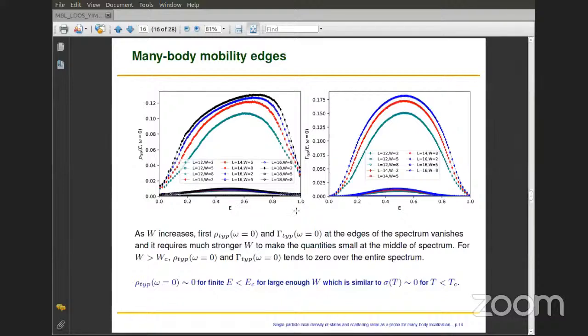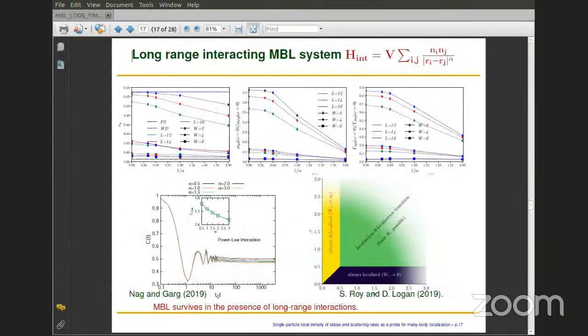Energy E. So again, you can see that the typical values of local density of state and scattering rate become vanishingly small first for the states on the edge of the spectrum, and a much stronger disorder is required to make them small for many body states in the middle of the spectrum. So in this way, we think that local density of state and scattering rate can also carry signature of many body mobility edges. So this is the last set of results.